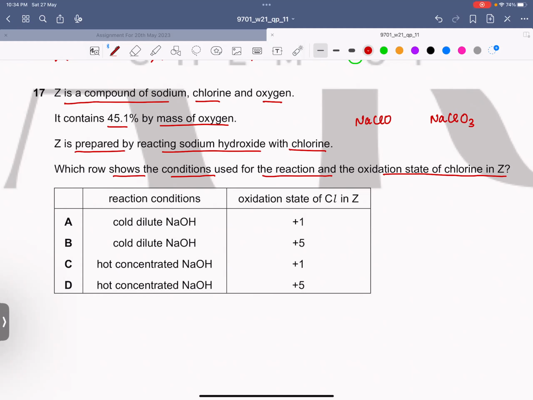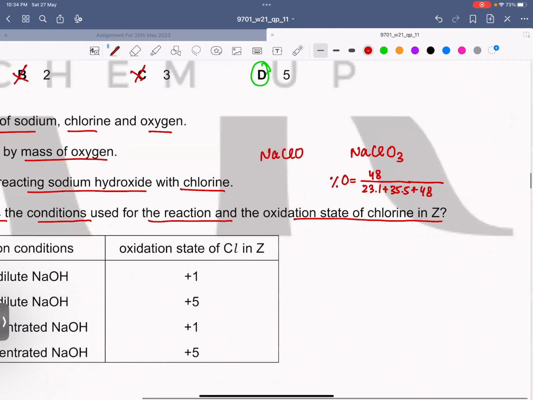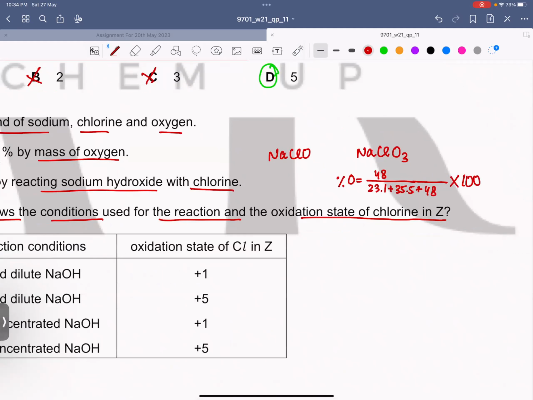Right? So we have to figure out of these two compounds, which compound has 45.1% oxygen. So look at over here. In this compound, there are 3 oxygens, so 3 times 16, which makes it 48. If I have to find the percentage of oxygen, it is 48 over 23.1 plus 35.5 plus 48, times 100. So can anybody tell me the answer?